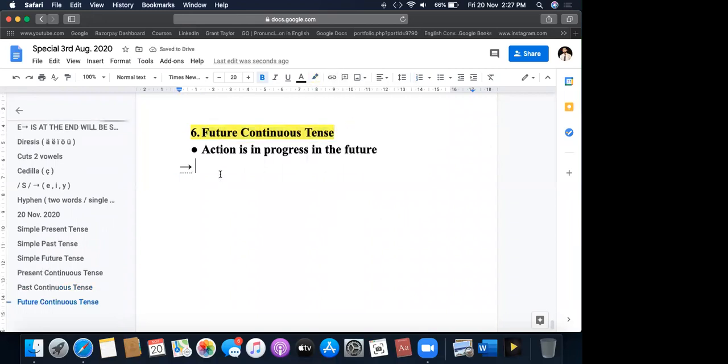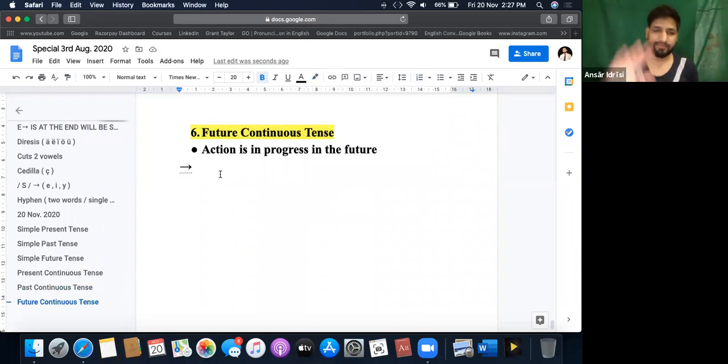मतलब आज की डेट में इसका कुछ लेना देना नहीं है, सब कुछ आगे है. सब आगे है उसका. Something is going to start in future and will be completing in future only. That's called future continuous tense. For example, I will be sleeping, I will be having lunch, I'll be meeting, I'll be attending a lecture. So this is action in the future that will be progressing.